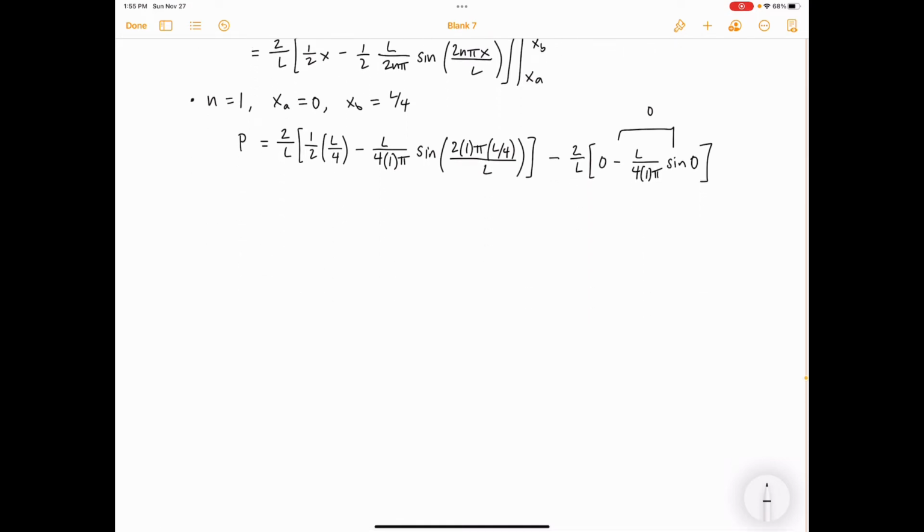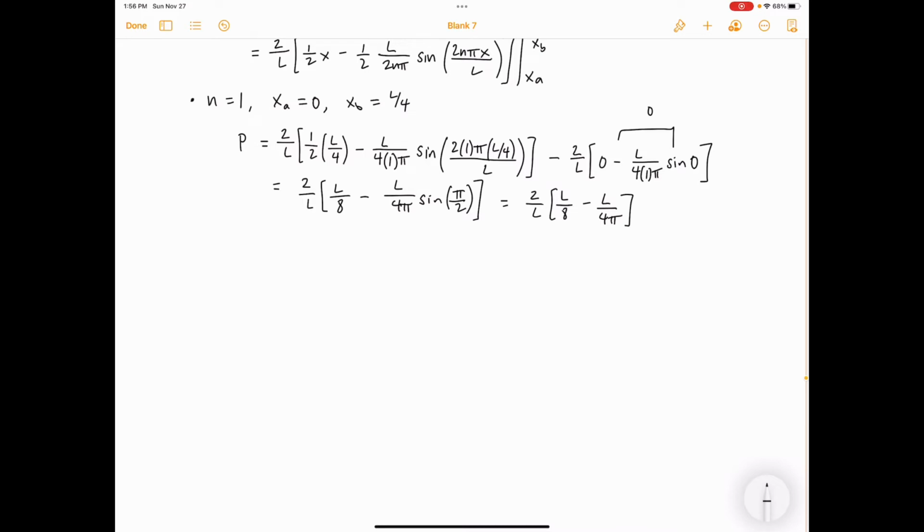So let's take a closer look at that. What do I have? I have 2 over L. And then in this first term, I have L over 8 minus L over 4 pi. And what do I have overall? I have sine of, the L's cancel out. Overall, I have a factor of pi over 2. So I just have sine of pi over 2. Now, sine of pi over 2 is just equal to 1. So this is really just 2 over L times L over 8 minus L over 4 pi.